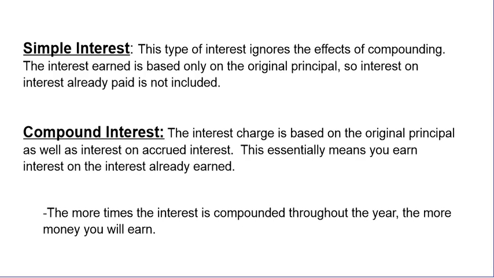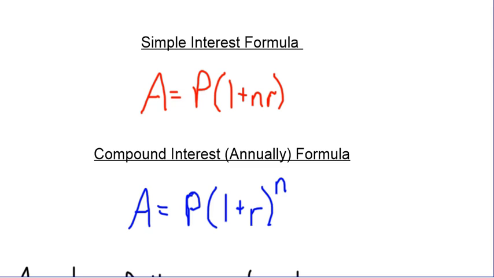Okay, so compound interest, I would say, is more common, and it's going to benefit you more because you're going to earn more money. Now you're not going to earn a lot more money, but with compound interest, I maybe would earn enough to buy me an extra Take 5. Okay, so it's a good deal. So basically, to sum that up, the more times the interest is compounded throughout the year, the more money you're going to earn. So two simple formulas, one for simple interest and one for compound interest annually.